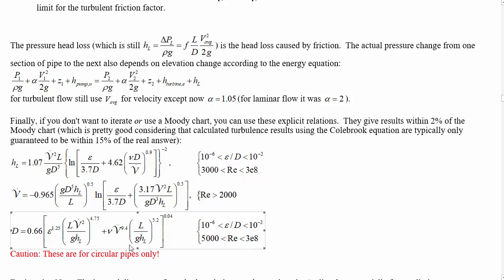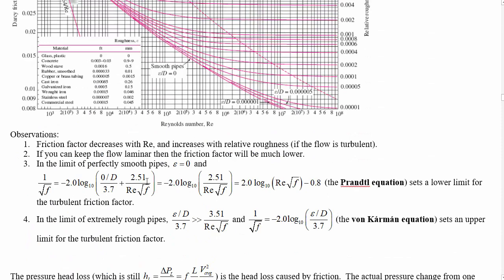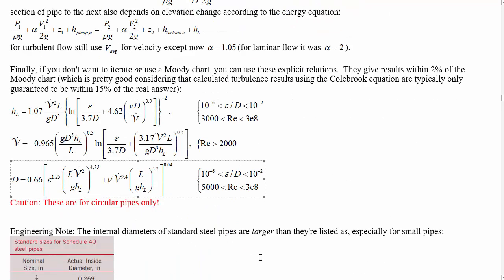And finally, this is maybe the most time-saving one. This is what pipe diameter you should have, or you would need to design, if you know what your roughness is going to be, the flow rate that you want to get, and the head loss that you want the pipe to have. Very time-saving over doing quite an iterative approach with the Colebrook equation.